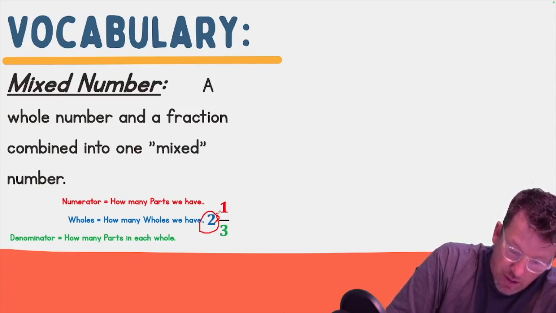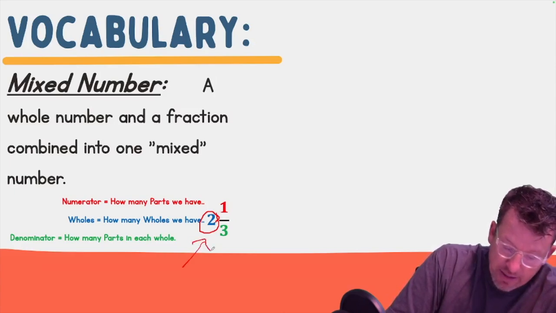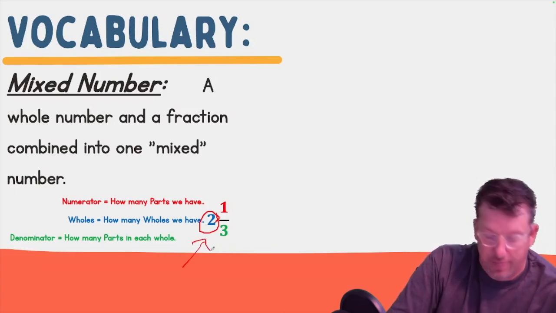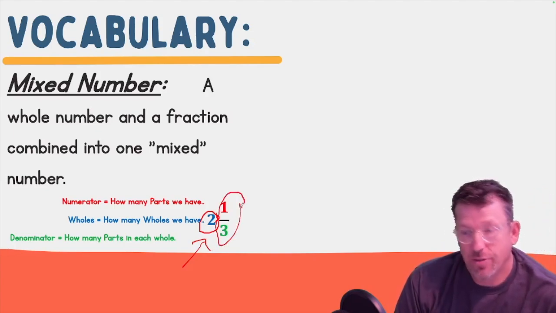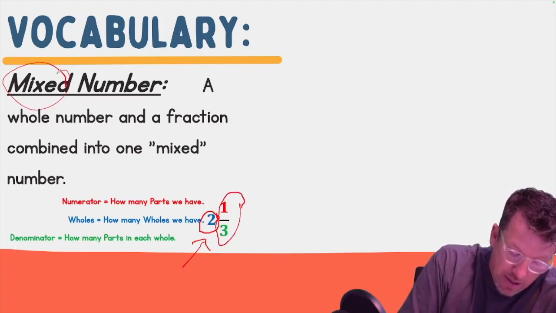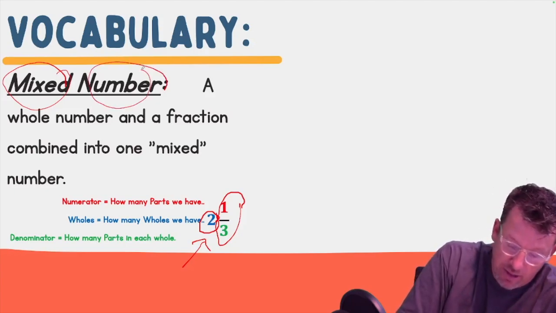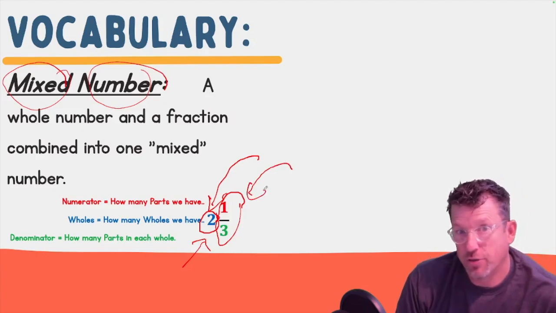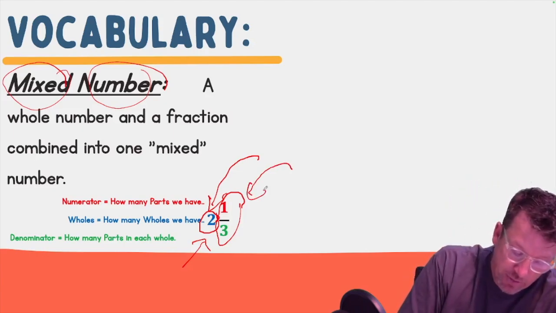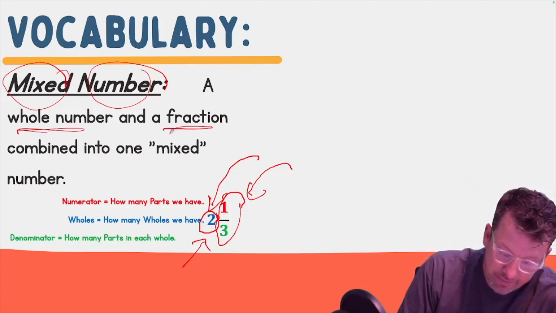So a person ate 2 whole pizzas. So that is a whole number. And then they also ate 1/3 of a pizza, and that is a fraction. So that's where the phrase mixed number comes into play, because the thing we're looking at has a whole number and it has a fraction. It's a mixture of 2 different styles of numbers, okay? So it has a whole number and it has a fraction.